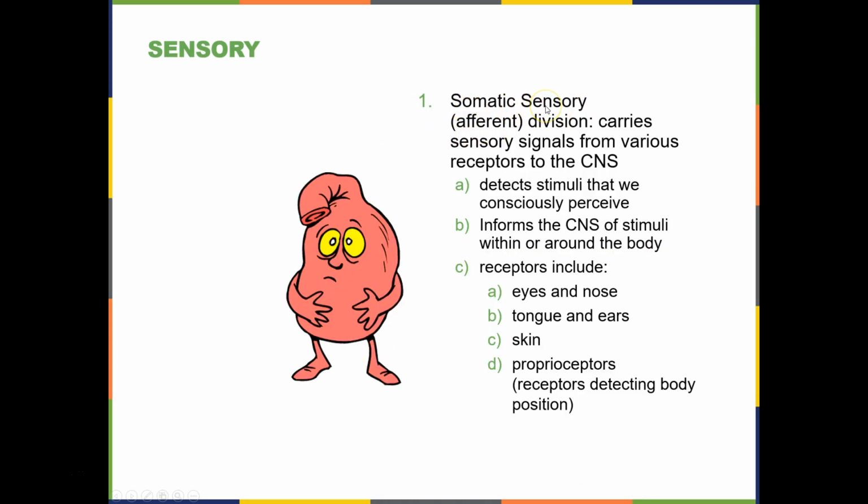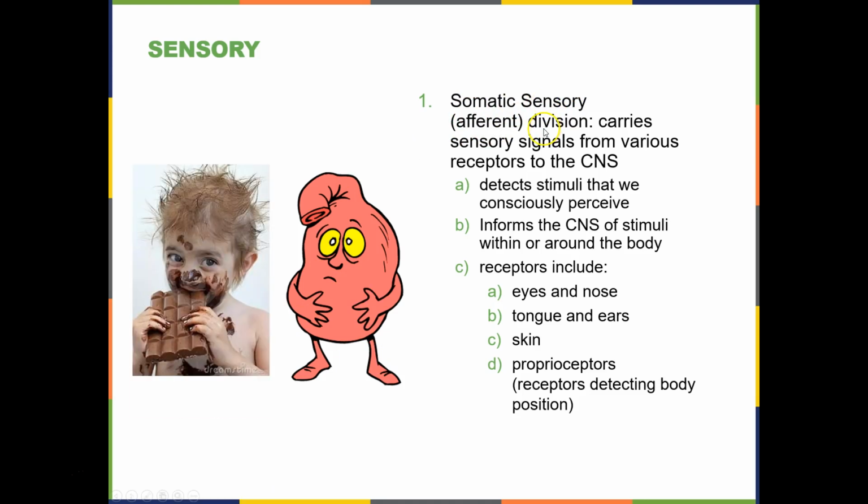So the somatic sensory division, let me put the picture up, sorry, carries information from the environment or from the body to our CNS, and we tend to receive that information and we can perceive that information, so we understand there's something consciously going on. This could be taste, smell, sight, touch, as well as body position, proprioception, so knowing what our joints are doing at any given time.